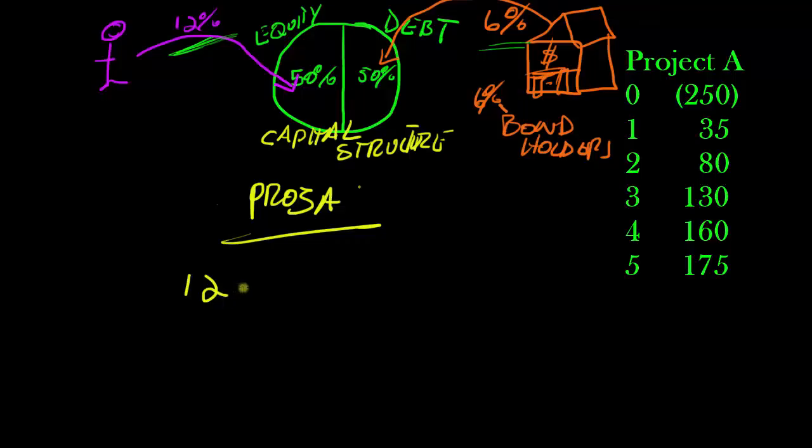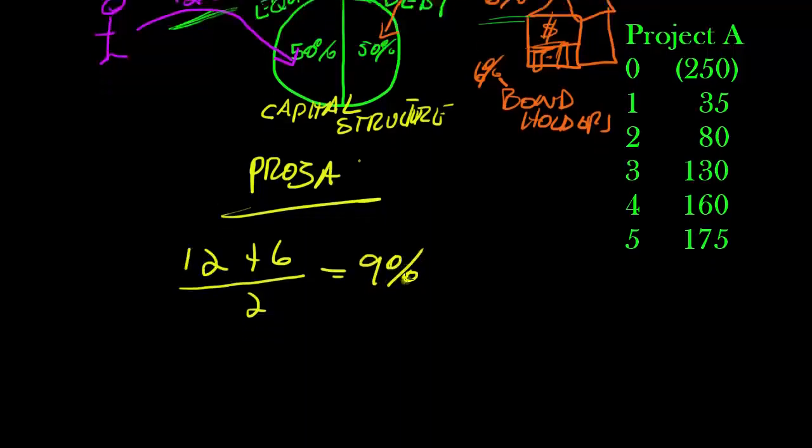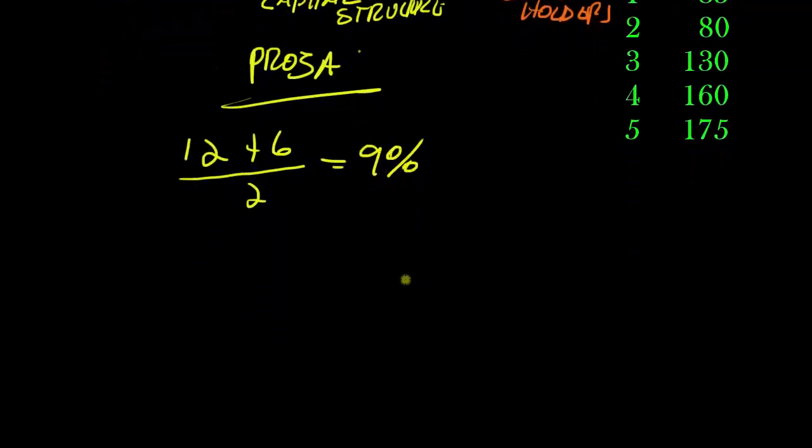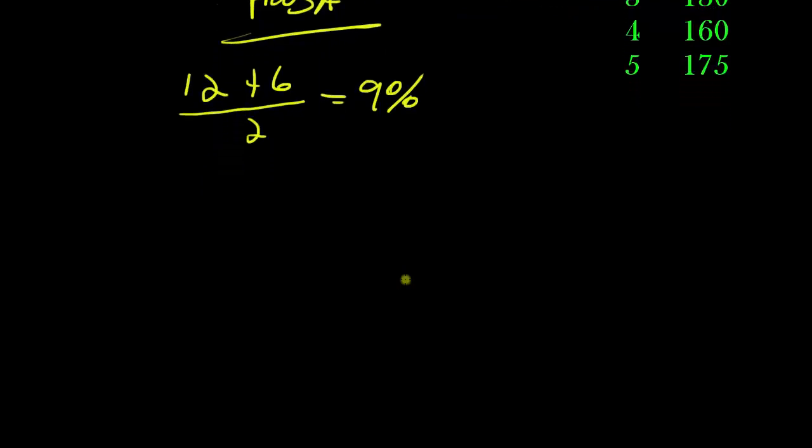We can take the 12% plus the 6, and we can divide all of that by 2, and that tells us that we should take on projects that give us a 9% return. It's that simple. Well, let's walk through this real quick because our equation isn't going to look that simple. This 12 plus 6 divided by 2 is the same thing as saying 12 divided by 2 plus 6 divided by 2, right? Everybody with me? And that gives me 9%.